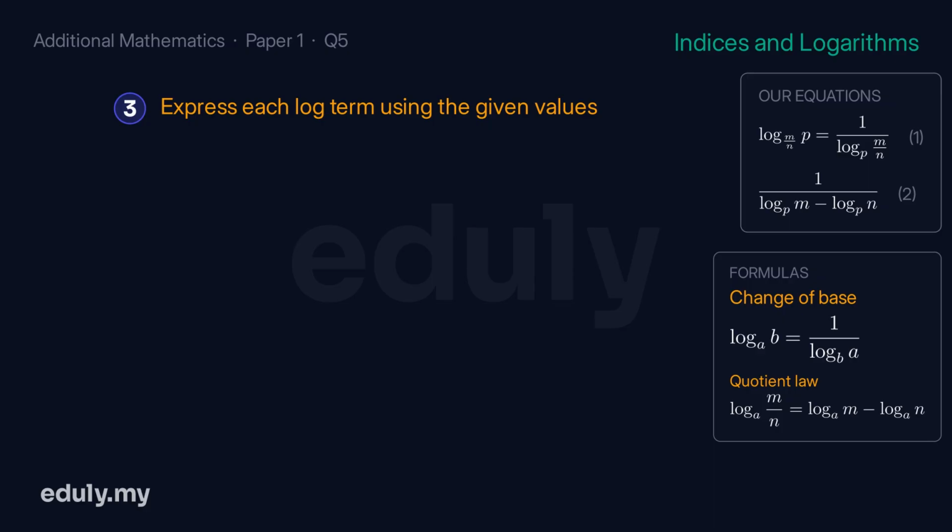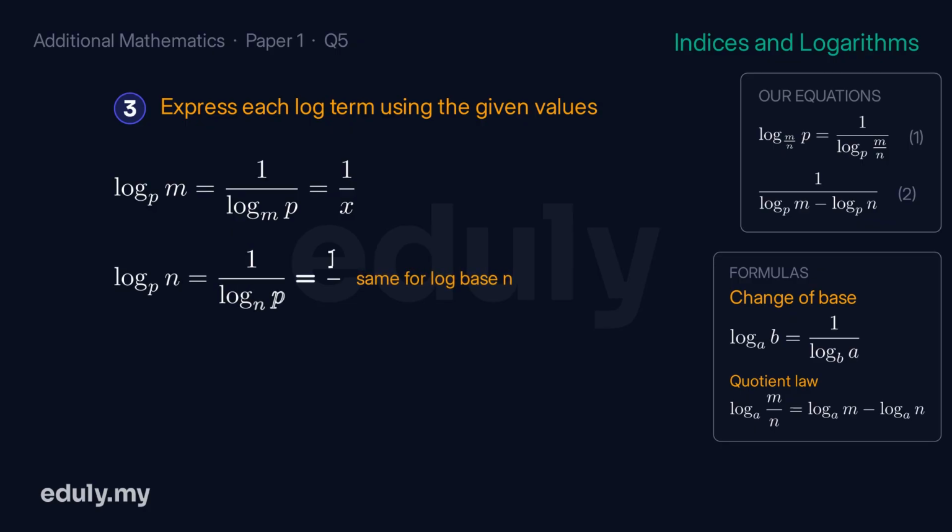Step 3. Now we convert log p of m and log p of n into x and y using the given information. Apply change of base again to flip log p of m. We get 1 over log m of p, and that is just 1 over x. The same move for log p of n. That is 1 over log n of p, which equals 1 over y. Substituting both in, we get 1 over the quantity 1 over x minus 1 over y.